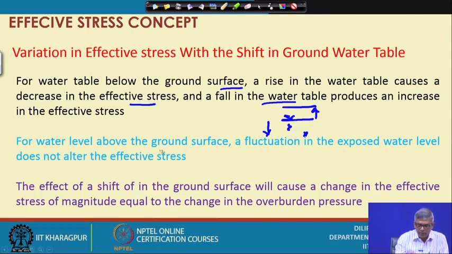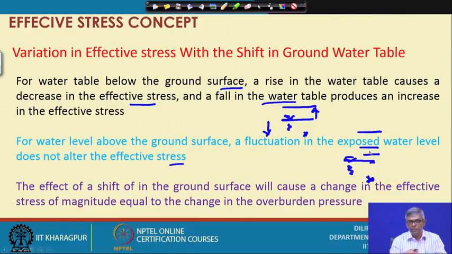And for a water table above the ground surface, a fluctuation in the exposed water level does not alter the effective stress. That means, if the water table is somewhere here already, and it goes up 2 meters or 5 meters or 10 meters or comes back again, and I consider a point below, because of this change in water table the effective stress will not change. That calculation I will also show you later on. So, if there is any change in groundwater table above the ground level, it will not make any change in effective stress in the soil below the ground level.